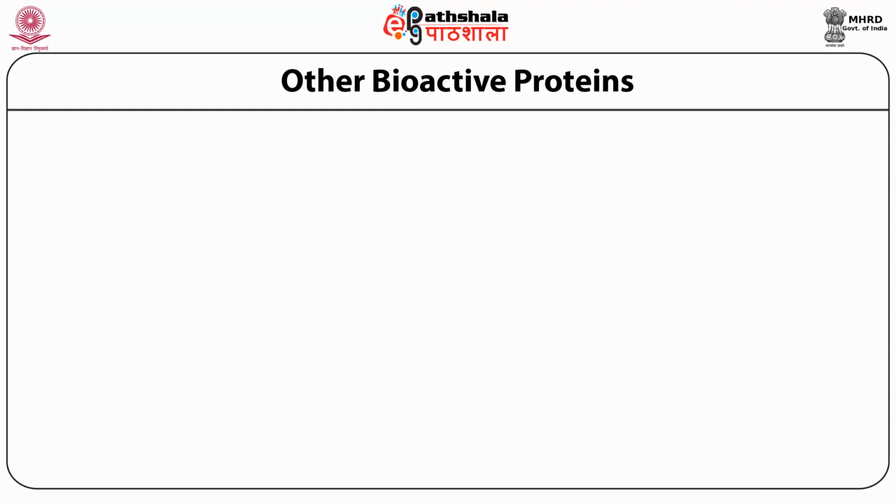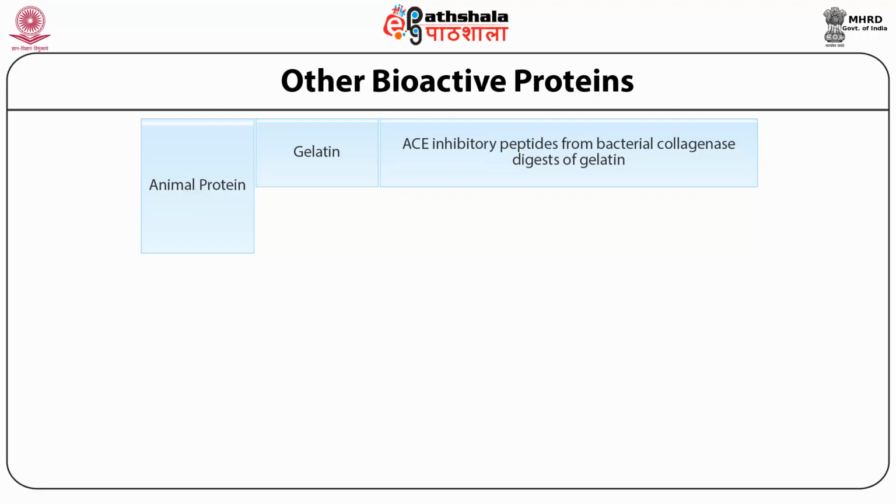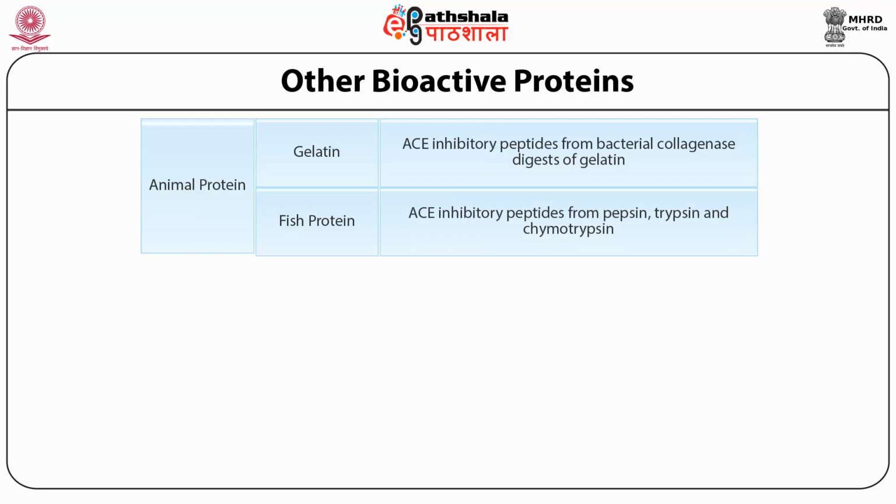The other bioactive proteins from animal and plant sources are as follows. From animal sources, gelatin is one bioactive protein that acts as ACE inhibitory because, on the action of enzymes on gelatin, it releases ACE inhibitory peptides. Similarly, fish protein, on the action of enzymes like pepsin, trypsin and chymotrypsin, releases ACE inhibitory peptides that are bioactive in nature.